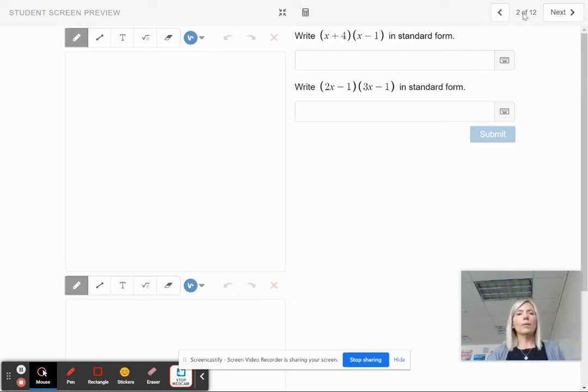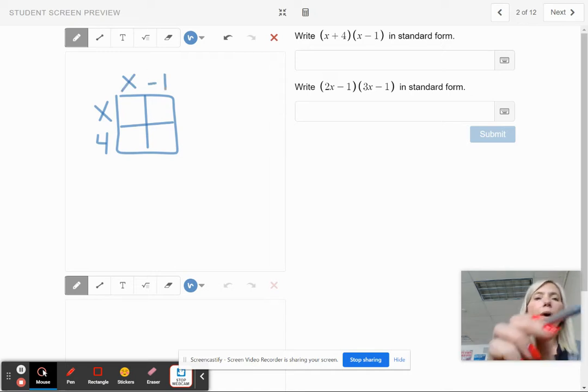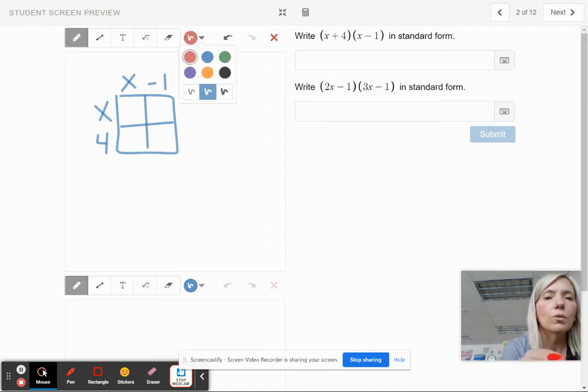So we have our first problems here to write these two expressions in standard form. Remember, to get to standard form, that means to multiply those out and combine the like terms. A lot of you have been using the box to multiply these expressions by each other, which is great. For x plus 4 times x minus 1, I'll do the x plus 4 on the side and x minus 1 across the top. Inside the box, we're just going to be putting the answers when we multiply.